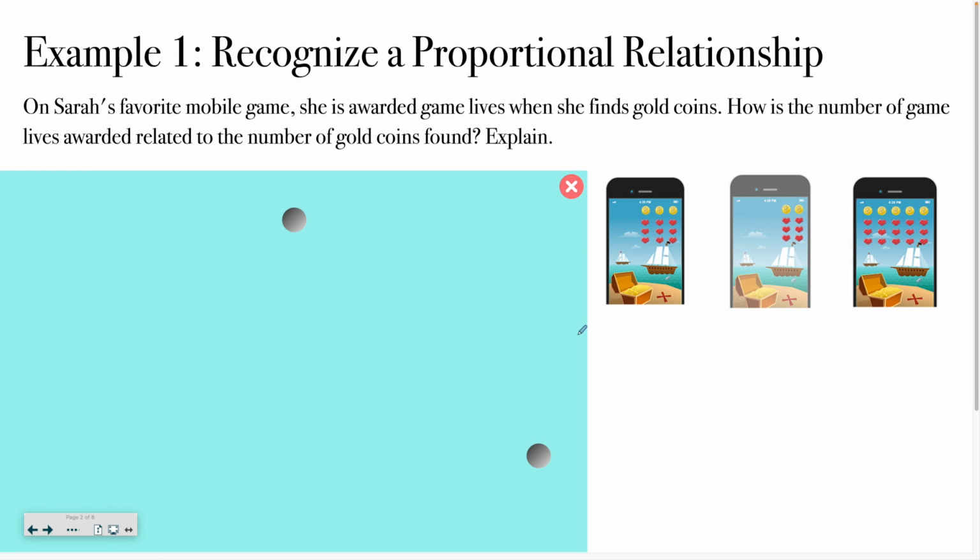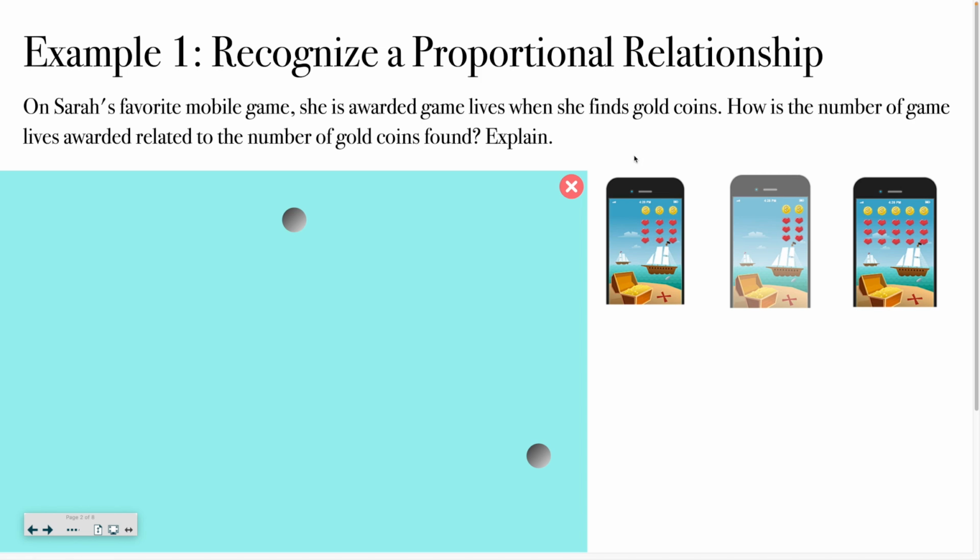Being able to recognize a proportional relationship: on Sarah's favorite mobile game, she is awarded game lives when she finds gold coins. How is the number of game lives awarded related to the number of gold coins found? Explain. Here we have three different screenshots from her cell phone.